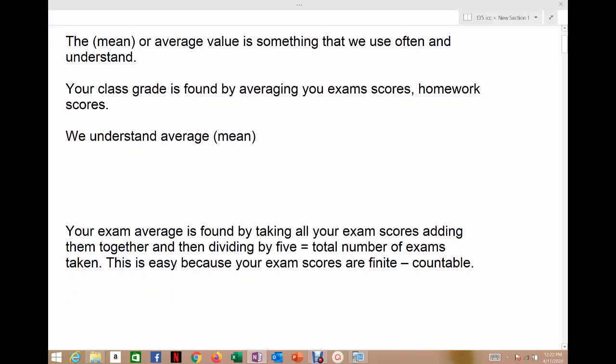Your grades are based on averages. GPAs are based on averages. Most of the world runs on averages, all right? It's the average value of your grade on exam scores and homework. It's the mean. That mean is the same thing as average. You add up all of your scores and divide by your total.